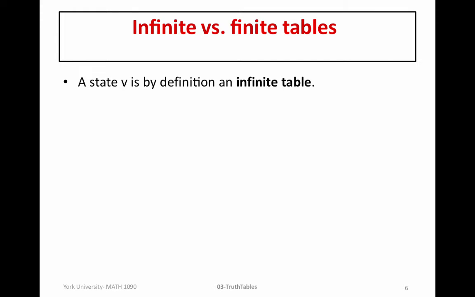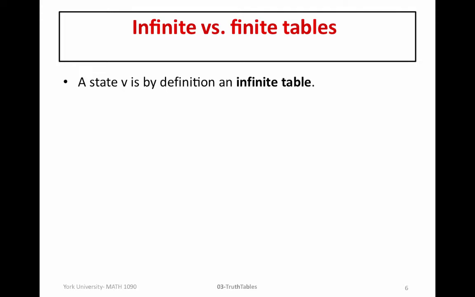So what we've just discovered is that a truth table is meant to represent a state, or actually all possible states on the Boolean variables that are listed. But we know that a state is by definition an infinite table. So how is it that we can construct these truth tables, which are finite tables, to represent all possible states of well-formed formulae?